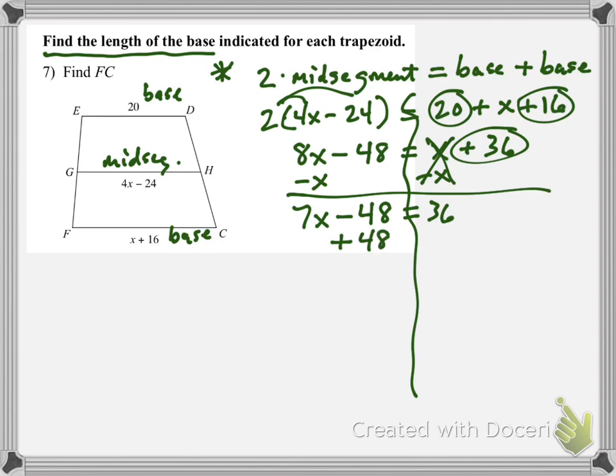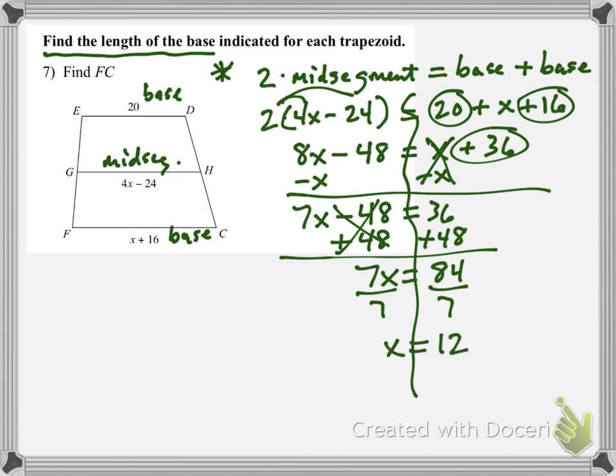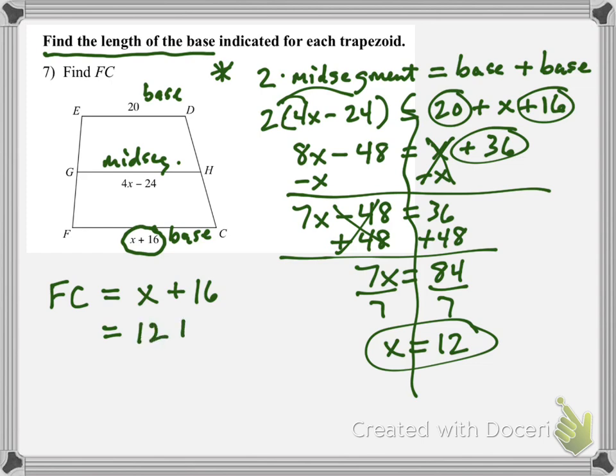Two-step equation, add 48. So 7x equals 84. Divide both sides by 7. X equals 12. But the problem says find the length of the base. So they want us to find that. So FC is x plus 16. Well, x is 12. So I plug 12 in for x. So the base is 28.